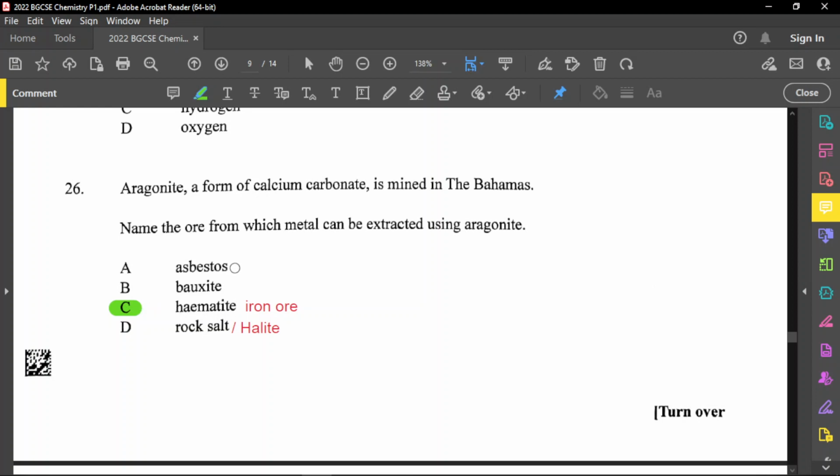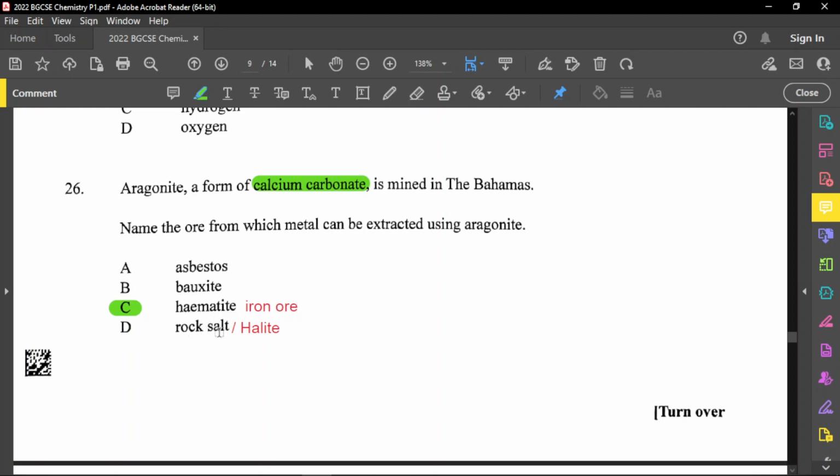Asbestos is not an ore, just to make a mention of that. Bauxite is an ore, but it is used to produce aluminum, not iron, because this question said using calcium carbonate. So that could be an option, but the fact that calcium carbonate is used is a key part here. Calcium carbonate is used to extract iron from hematite.